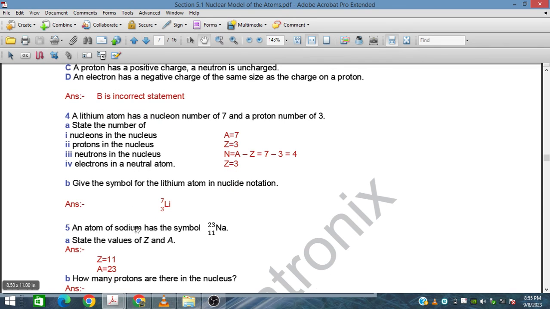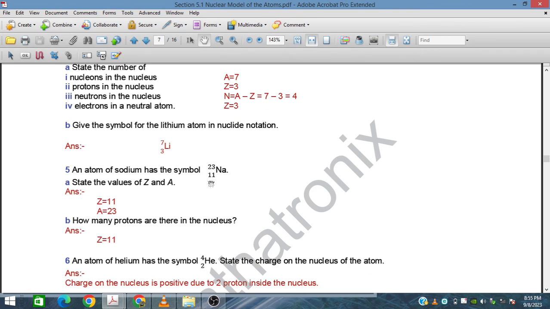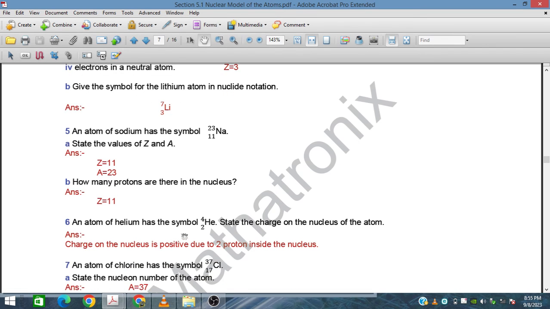An atom of sodium has this symbol, where Z is equal to 11 and A is 23. How many protons are there in the nucleus? There are 11 protons. The atom of helium has a symbol of 2He4.